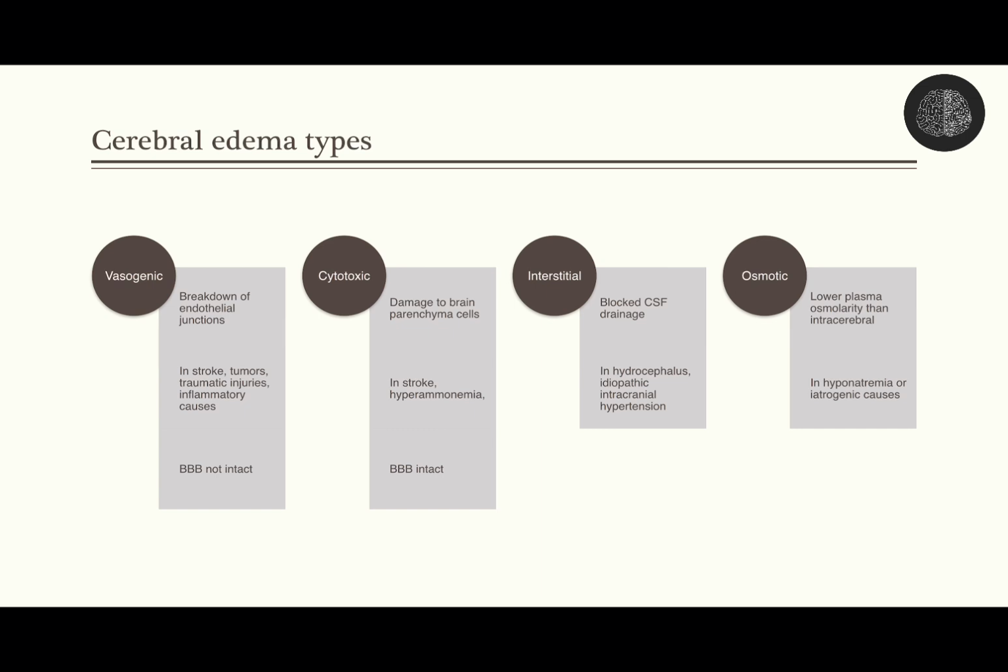The third type is interstitial, where there's blocked CSF drainage, and you can see this in hydrocephalus or idiopathic intracranial hypertension. And the last type is osmotic, where the plasma osmolarity is lower than the intracerebral osmolarity, and therefore that creates an osmotic gradient, which causes the diffusion of water across the blood-brain barrier into the interstitial fluid. This one is seen in either hyponatremia or some iatrogenic causes.